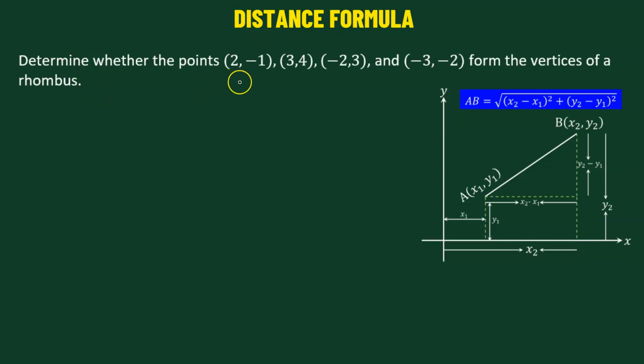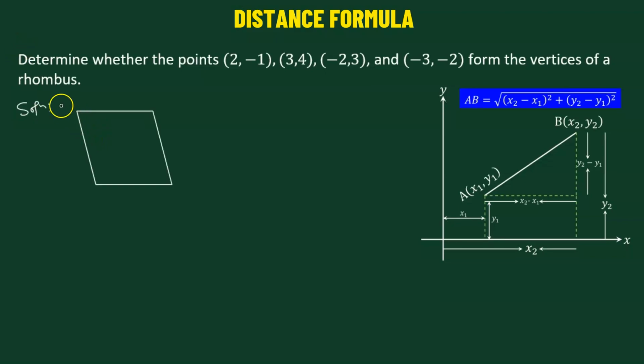So here in this problem, we need to show that the points given by (2, -1), (3, 4), (-2, 3), and (-3, -2) form the vertices of a rhombus. So let us begin. Let us consider we have a rhombus with vertices A, B, C, and D.